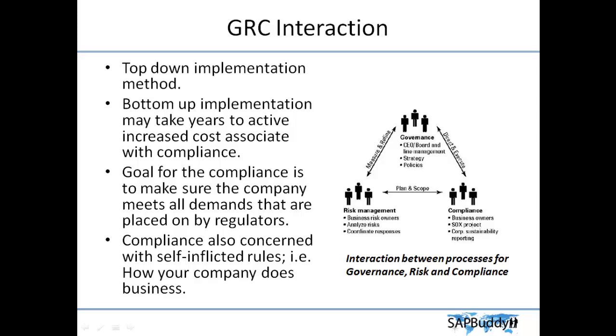This means, if you see in the figure, you have governors who make the implementation decisions and measures, and you have a compliance team and the risk management team who will define the scope, plan the scope and do the implementation. So it should always work in the top-down approach for better efficiency.